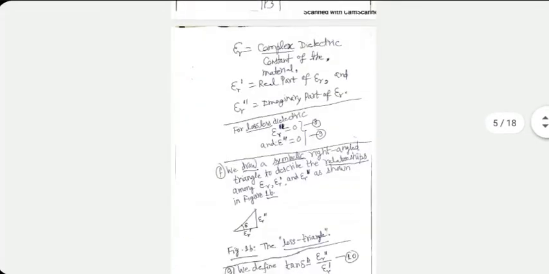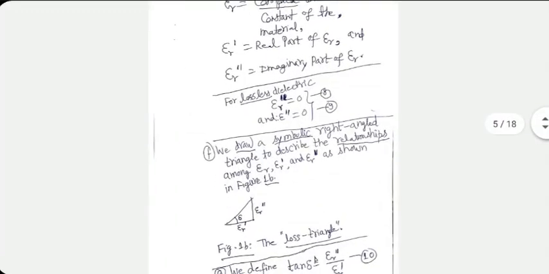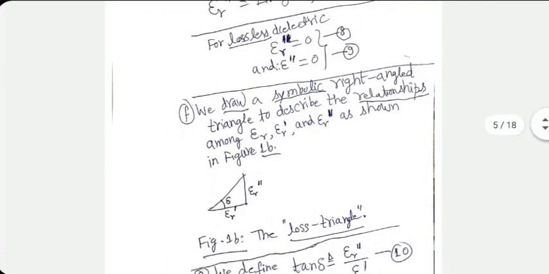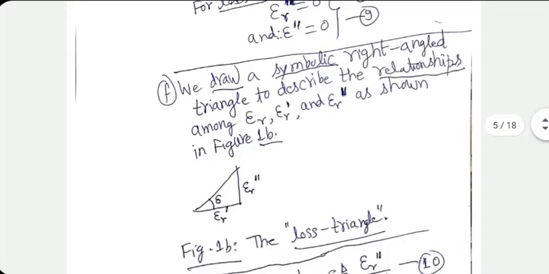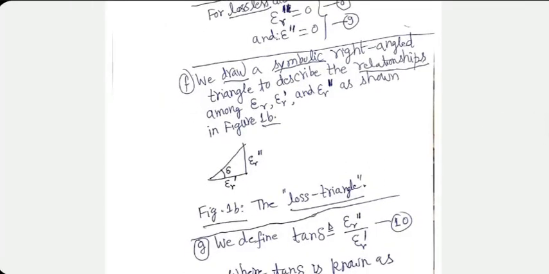Now, vendor, rather than telling you real and imaginary parts, he generally tells you something called tan delta. Tan delta is nothing but what I'm showing here in this right angle triangle. Epsilon r double prime is plotted on the y-axis, and epsilon r prime is plotted on the x-axis. And the right angle triangle that comes out is known as loss triangle of the material. The angle delta is obviously tan inverse epsilon r double prime divided by epsilon r prime.